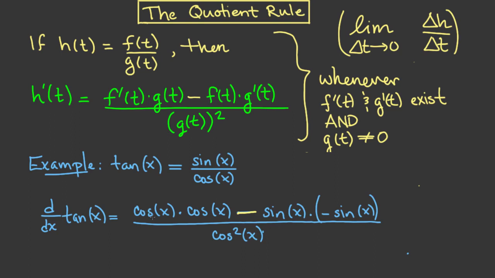This numerator is cosine squared plus sine squared, which is equal to 1. So we can simplify this to 1 over cosine squared, and I hope you remember this. If not, you should probably review your trig functions a little bit, but another name for this would be the secant squared of x, because the secant is defined as 1 over cosine.